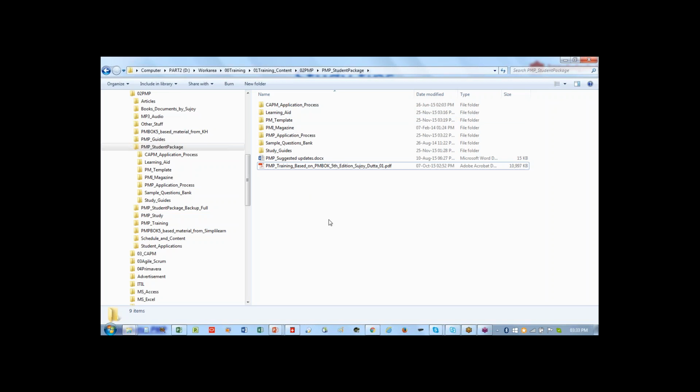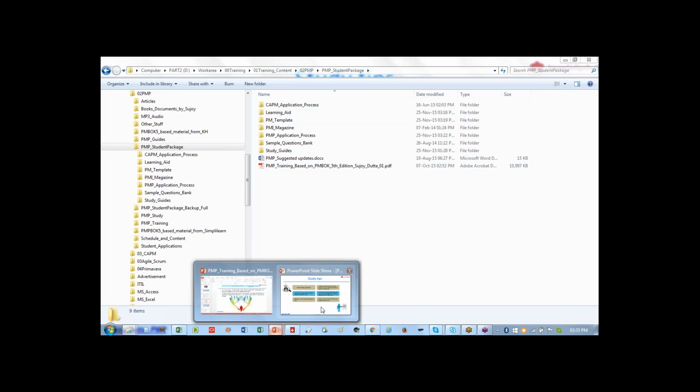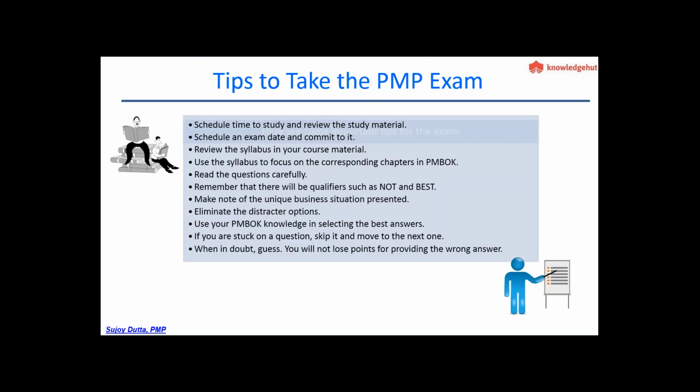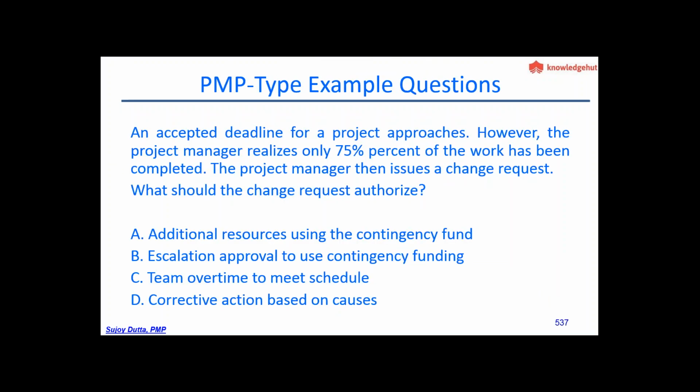Now let's take a small break, and after the break we will come back and go through some trick questions, PMP style examples, and then I will explain to you how to tackle this. Right, so let's take a break and be back.